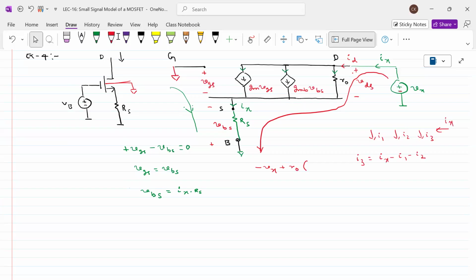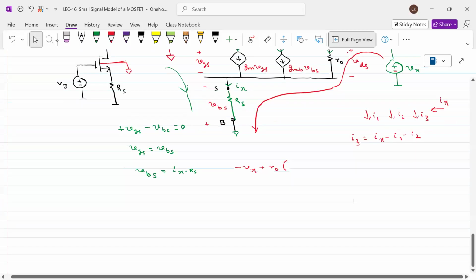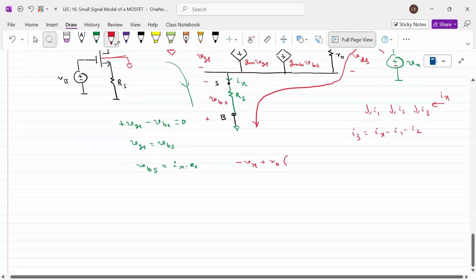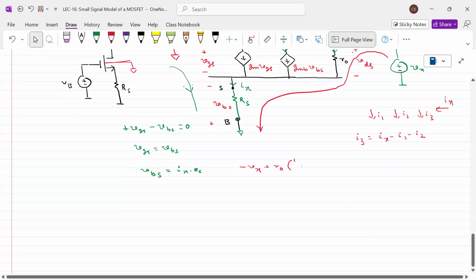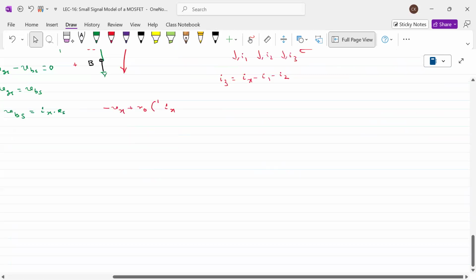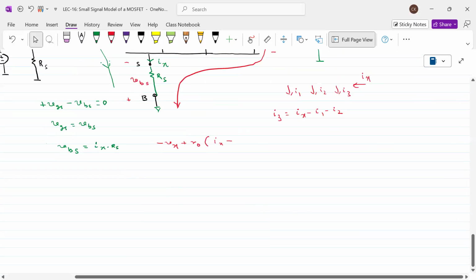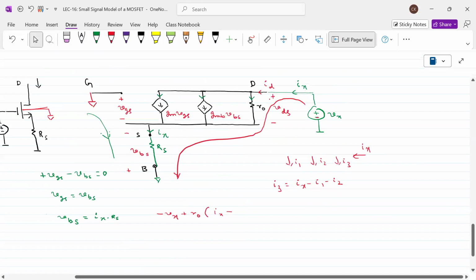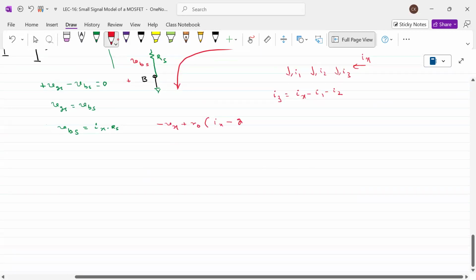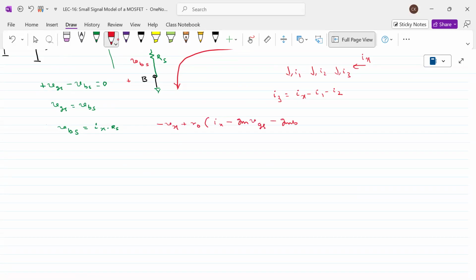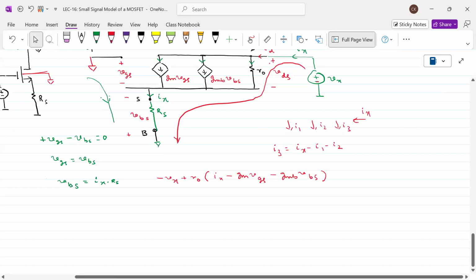Okay. So therefore, I'm going to write this one. What is the Ix here? Ix is Ix only. There is no change. Ix minus what? What is the first current? Gm into VGS, right? Gm into VGS minus GMB into VBS. Next, what is the current equation here?